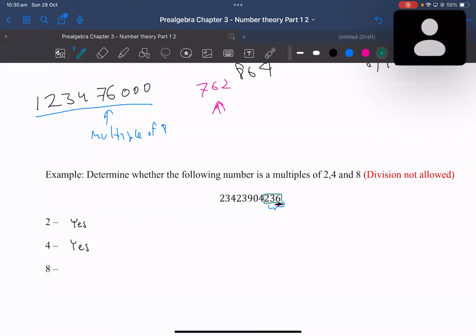Is it a multiple of 8? Let's check it, right? 836 divided by 8. 8 times 9 is 72. It's not, right? Yeah, very good, Oliver. It's no. The remainder is 4 here. So therefore it's not.